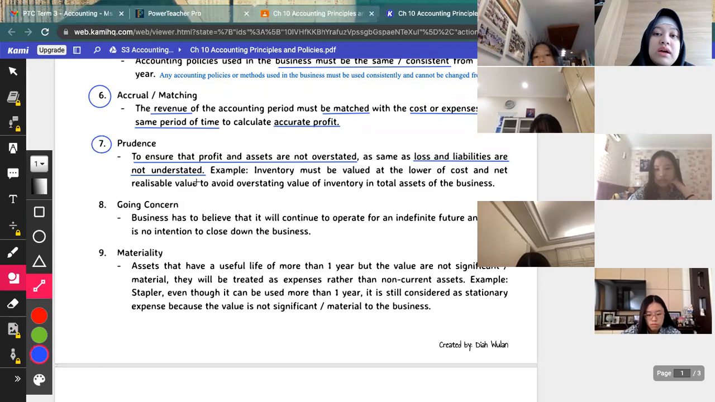So actually, in the accounting rules, it is not allowed. We have to be as prudent as possible. We have to be as true as possible. Yeah, we cannot.